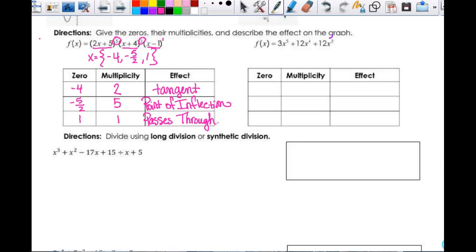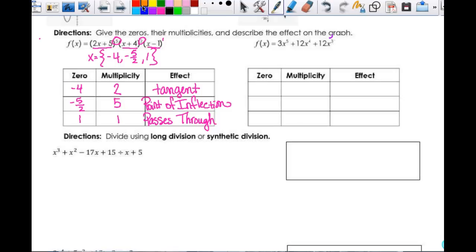Okay, passes through the x-axis. All right, so this next one. On the quiz, there was some crazy weird stuff. Some of you just didn't even factor. You just used the 3 and the 12. I don't even know what happened. You totally made stuff up, but that's not how you find the zeros. You've got to factor this to find the zeros.